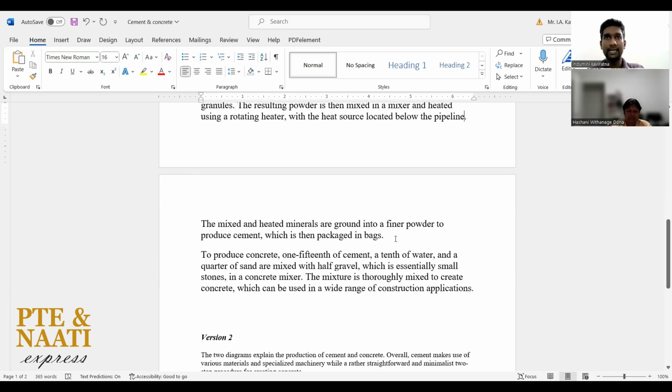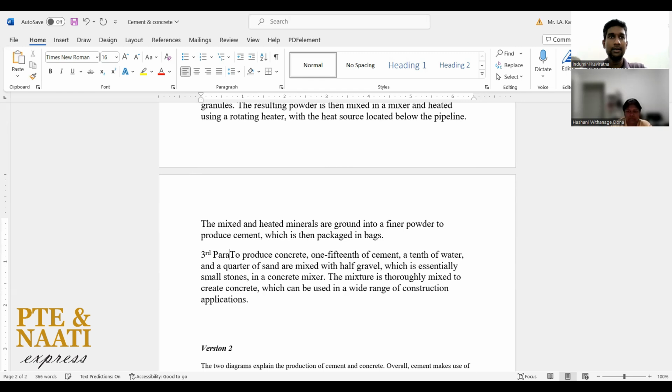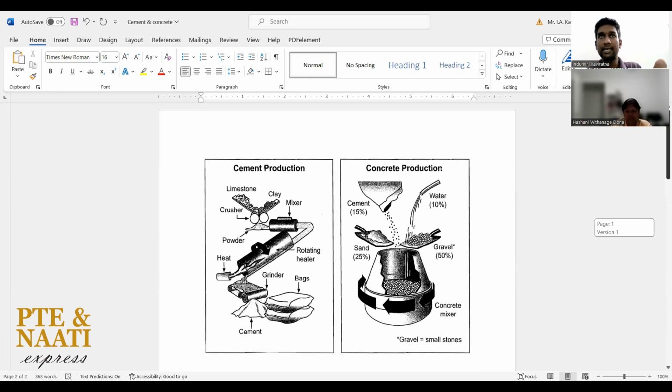So after that, in the second para, we are moving to the third para, where we are talking about the concrete process. So again, as you can see, it's a simple process. The cement is added, 15%, water 10%, sand 25%, and gravel 50%, and put into a concrete mixture. The arrowheads indicate that it is rotating. So hope you know what gravel means, the small granite stones that we use to make concrete.